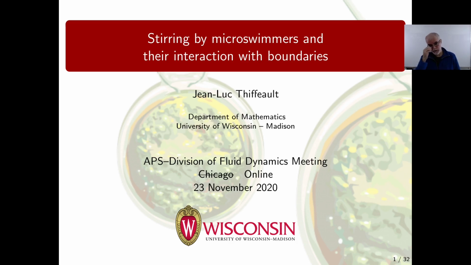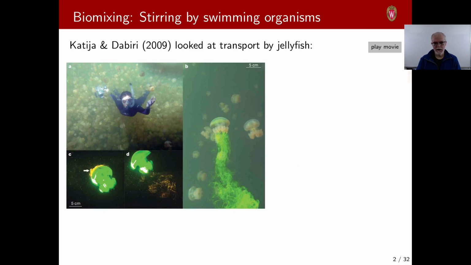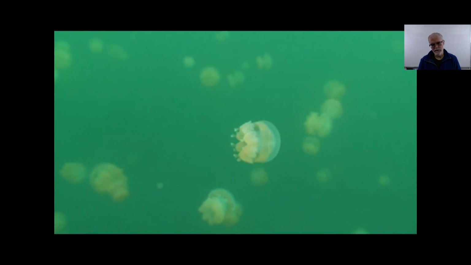Okay, I'm going to be talking about stirring by microswimmers and how they interact with boundaries. It's going to be about how to model phenomena. So one example of looking at how marine organisms or swimmers stir their environment goes back to the experiments of Katija and Dabiri in 2009, and they looked at transport by jellyfish.